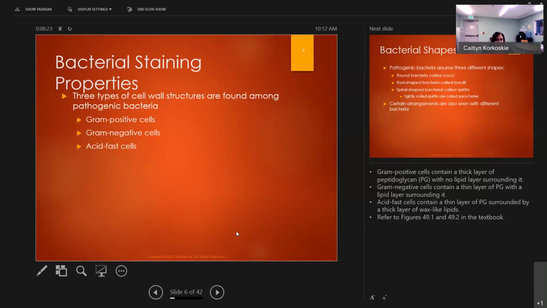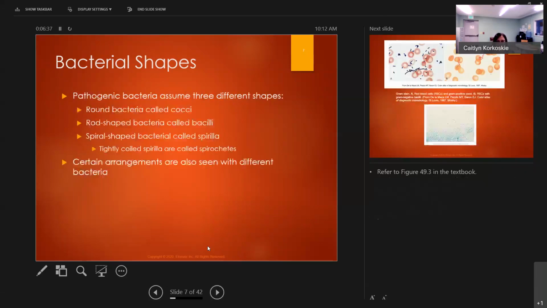So yeah, there are three different types of ways that you can classify them based on their staining. There are gram-positive cells, gram-negative cells, and acid-fast cells. On the next slide, I'll show you the bacteria shapes.